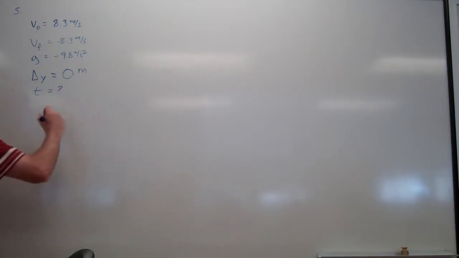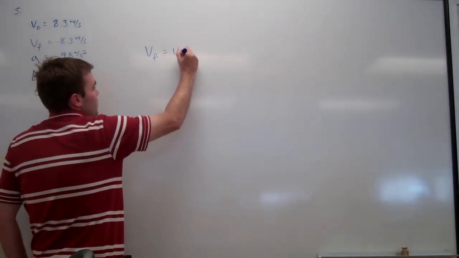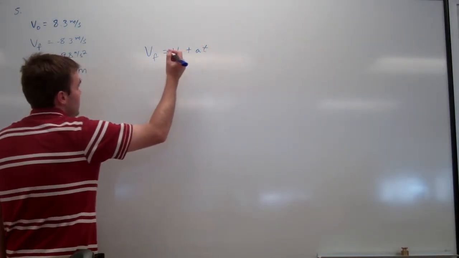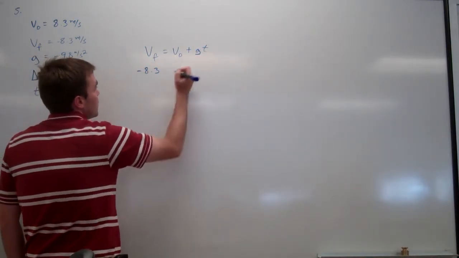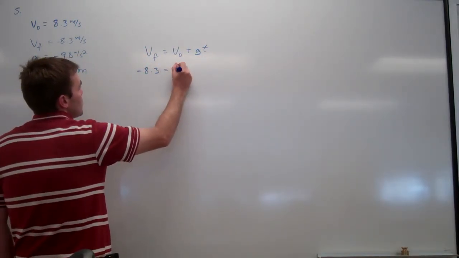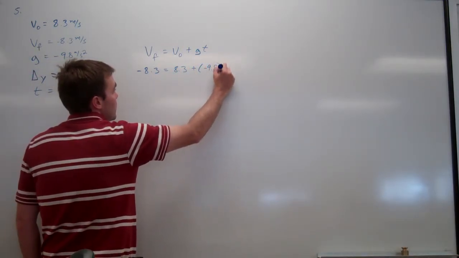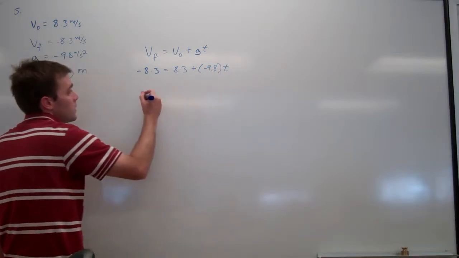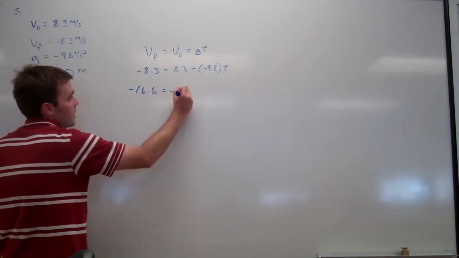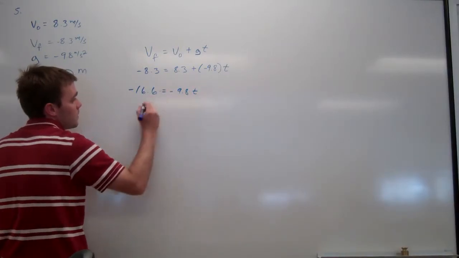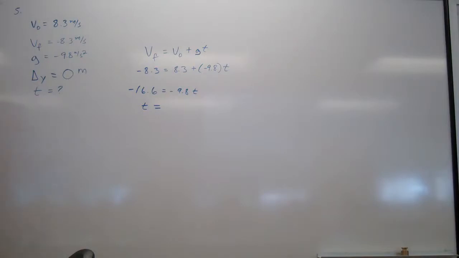Third one. It's personal preference at this point, but VF equals VO plus AT is I think the simplest to use. So we get negative 8.3 for VF equals 8.3 plus negative 9.8 times T. So we get negative 16.6 equals negative 9.8 T. And what's T equal? 0.7.